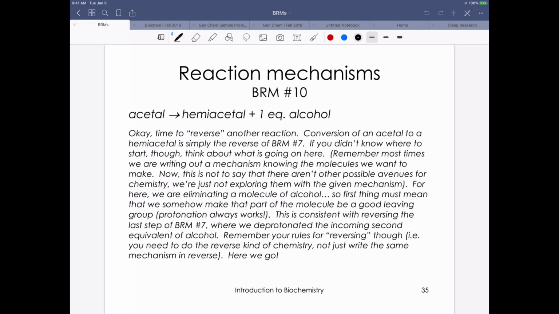So reaction mechanism 10, we're almost at the halfway point here. And in this case, we're going to begin seeing some reversals of reactions that we've seen before. So just to give an overview here, let me go ahead and draw an acetal.